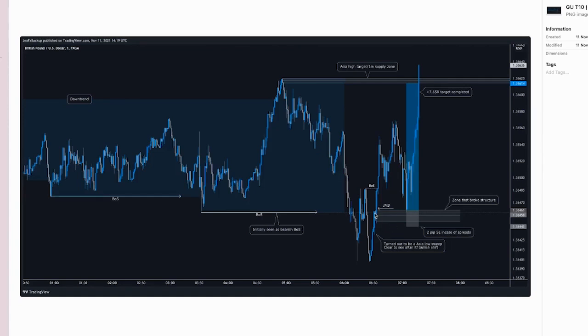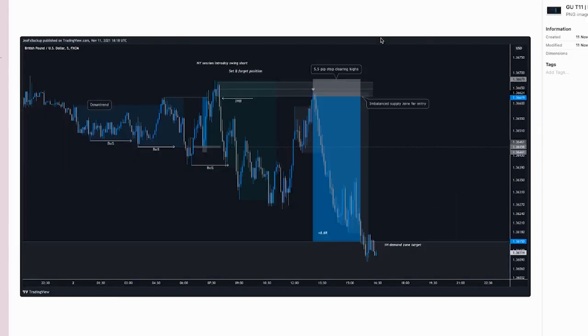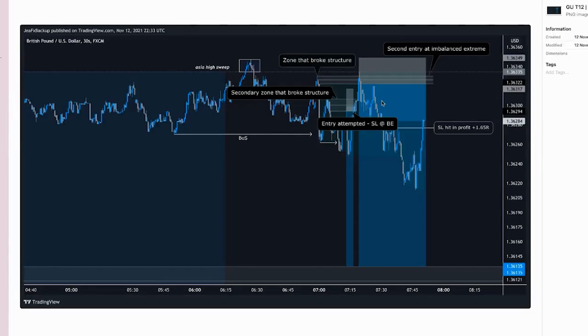Another example here, very clear structure on this one, no tricky areas to work with, so we can go ahead and put a stop just under the zone as we did, so it's a nice successful move there. Same with this one, no tricky areas, so we just clear the high of the supply zone that we're selling from very simply to bring it down.